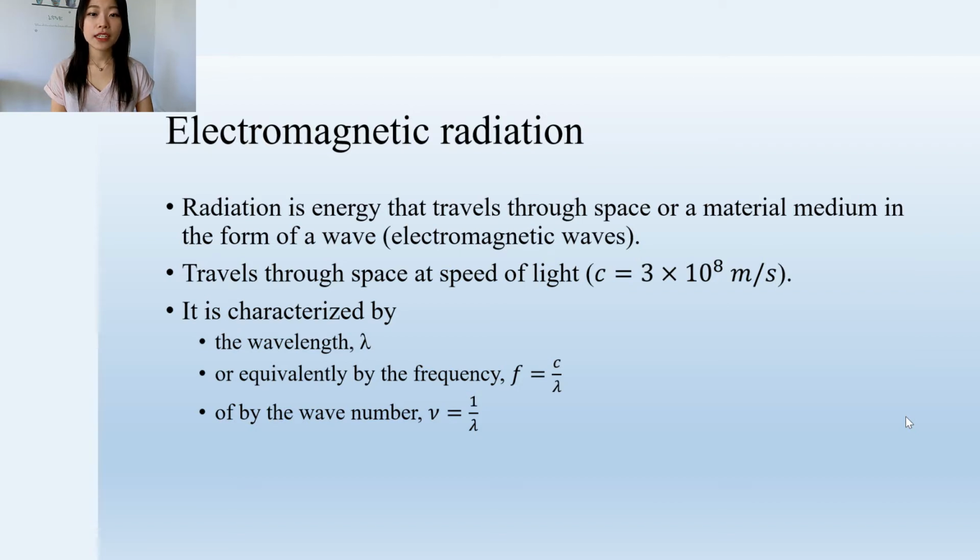An electromagnetic wave can be characterized by its wavelength, which is the distance from a crest to a crest, or equivalently by its frequency. The frequency is the speed of light over the wavelength, and that is the number of waves that pass through a point per second, or equivalently by the wave number, which is 1 over the wavelength, lambda.